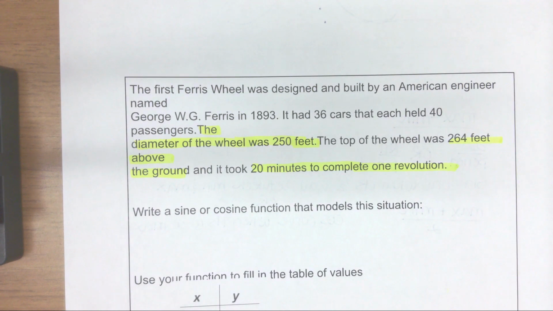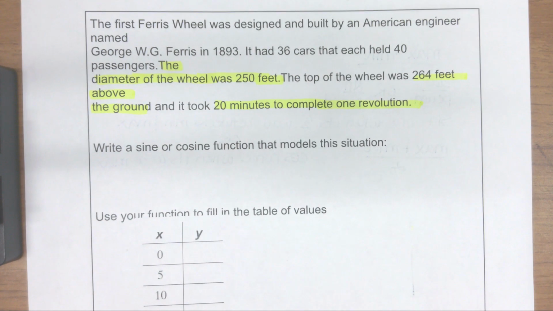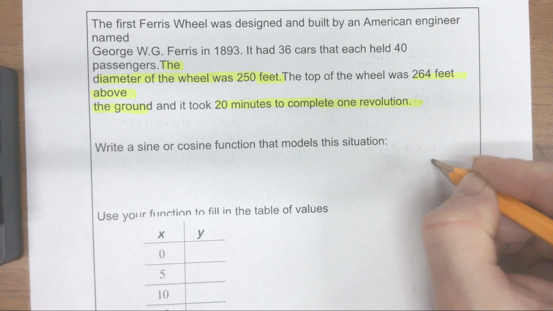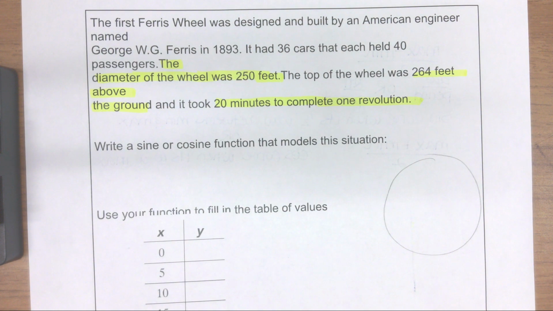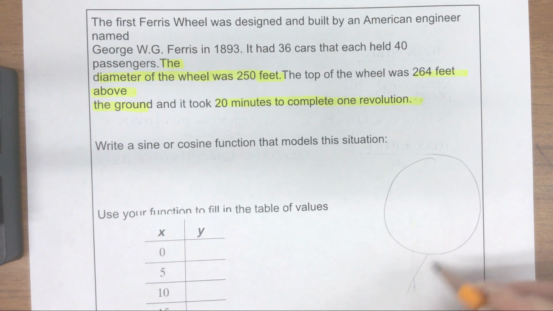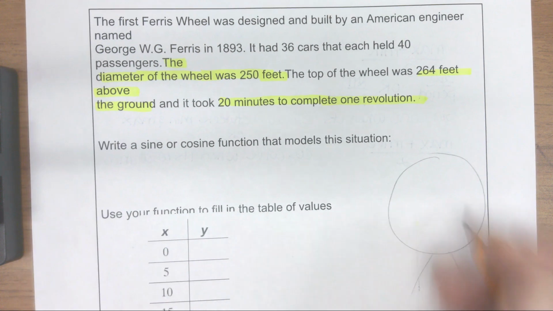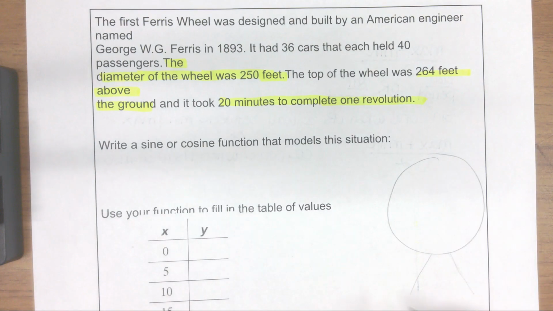So let's just kind of draw. Okay, I'm not a good artist. We got a Ferris wheel. Is the Ferris wheel flush with the ground? No, so there's going to be some kind of, I don't know, stand there, but we got our Ferris wheel, okay? And here's the ground.